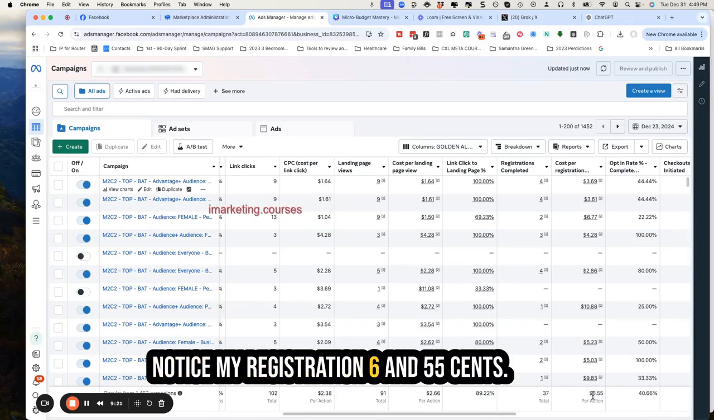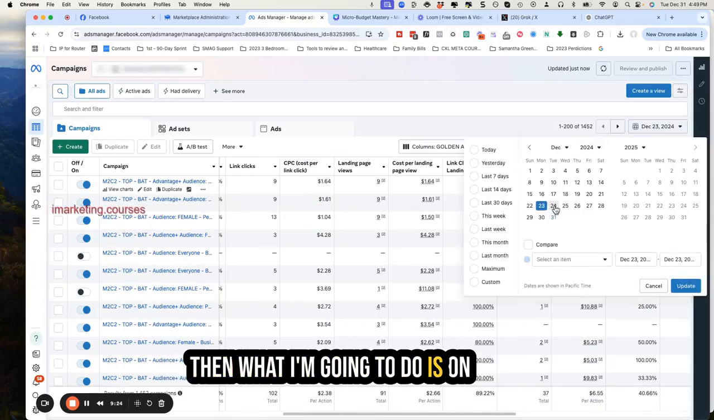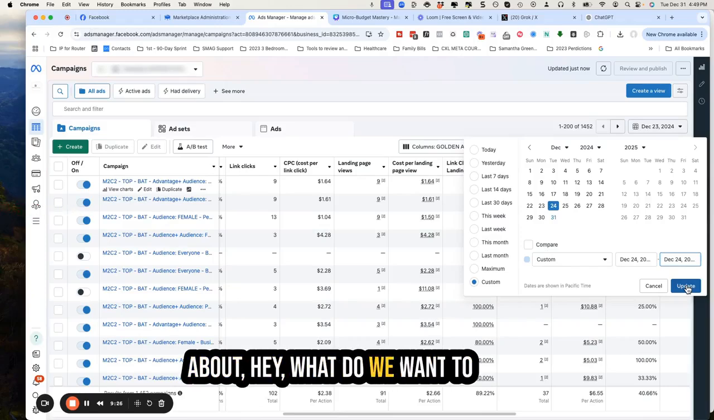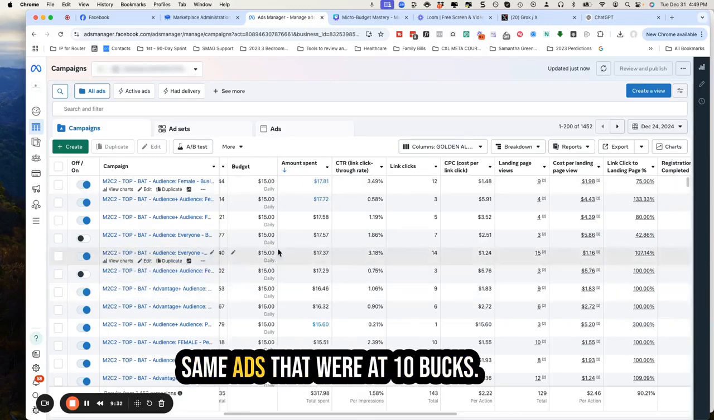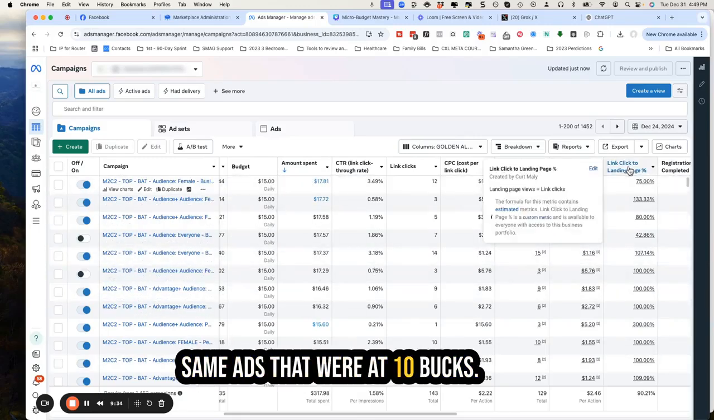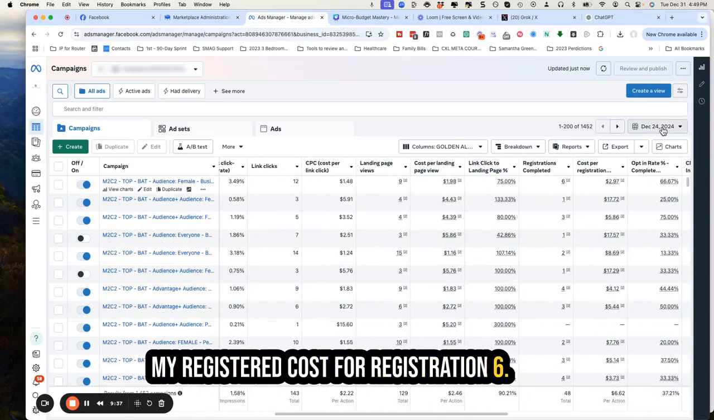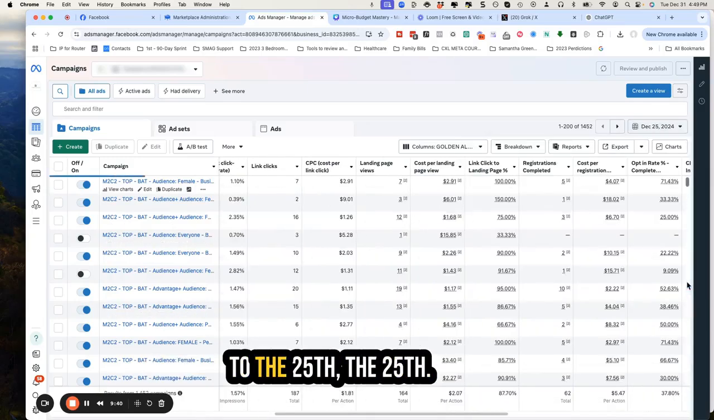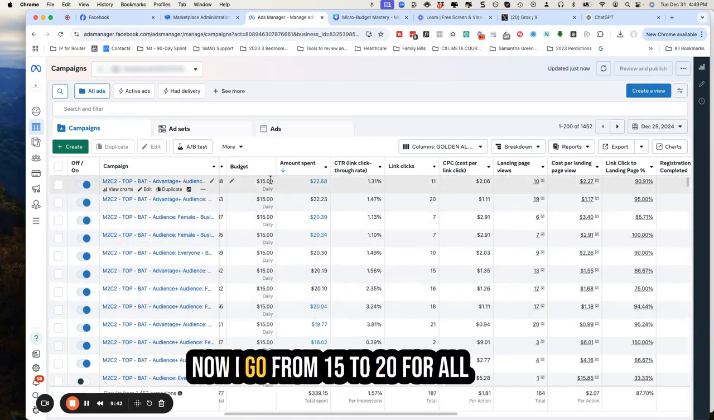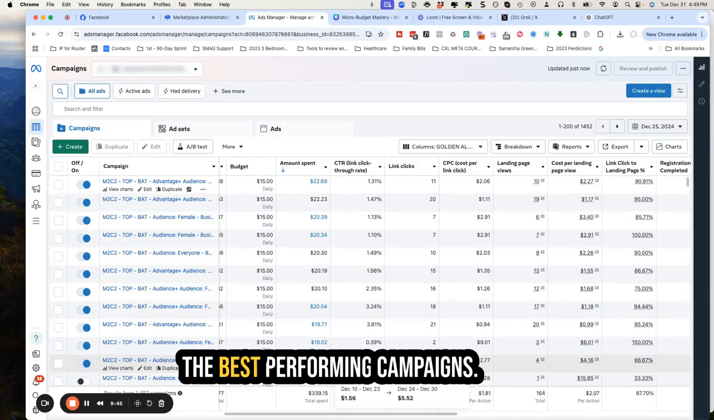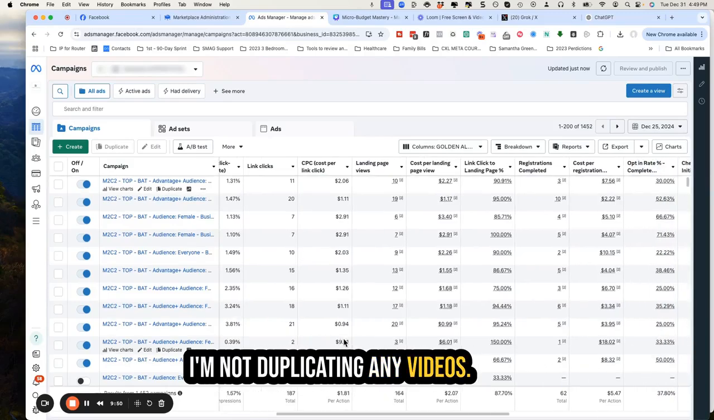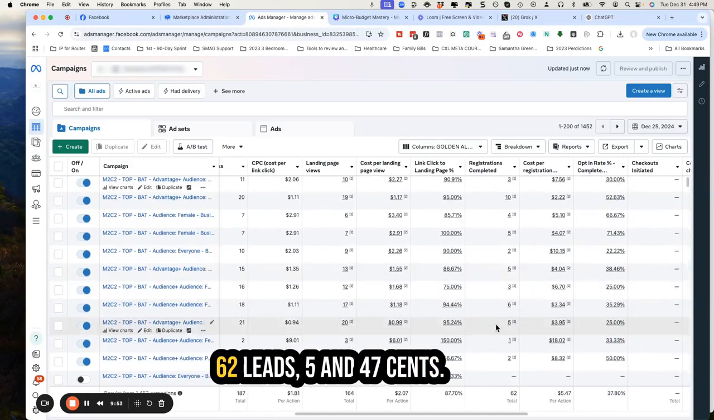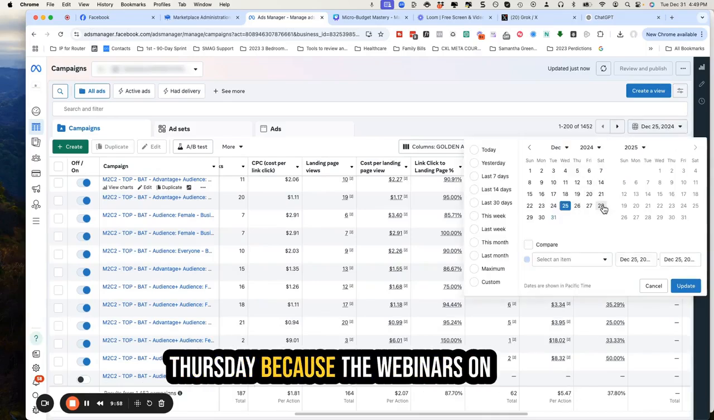Notice my registration, $6.55. Then what I'm going to do is on Tuesday, we started talking about, hey, what do we want to increase the budget to? On Tuesday, you're going to see I took these same ads that were at $10 to $15. They're at $15. My cost for registration, $6. Then I go to the 25th. The 25th, now I go from $15 to $20 for all the best performing campaigns. I move from $15 to $20. I'm not duplicating any videos or any campaigns. 62 leads, $5.47. So now we're going to head into Thursday because the webinar is on Saturday.